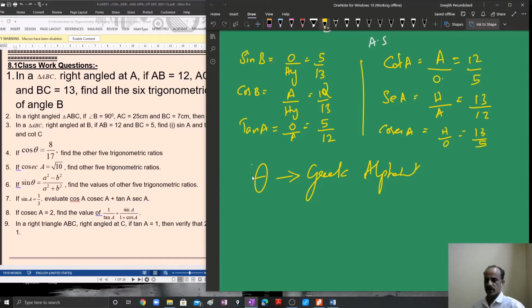That's the Greek alphabet used to denote theta, I mean angle. Well, not only angle, but various purposes. It is given that question number, we will take question number 4, not 2, question number 4.